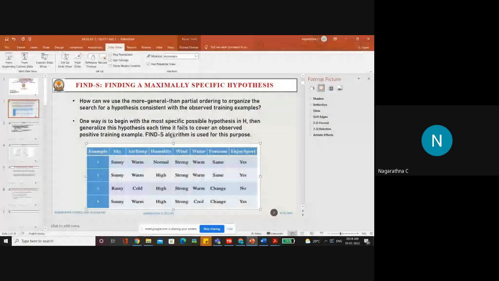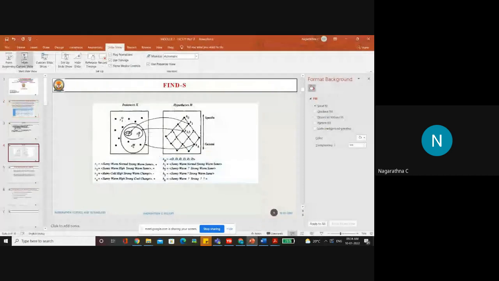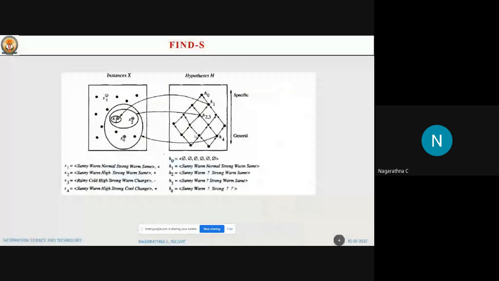You can observe here. See the instances X and the hypotheses H. We will write hypotheses H0, H1, H2, H3, H4, and here the instances x1, x2, x3, x4. So consider x1. X1 can be mapped to H1. H0 cannot be mapped to any of the instances as it is the most specific.